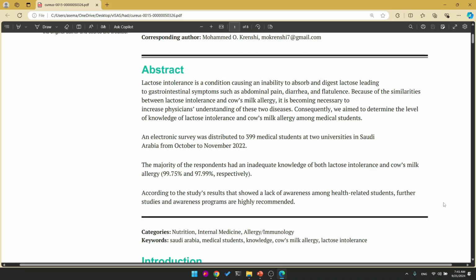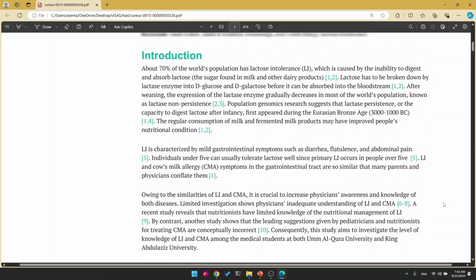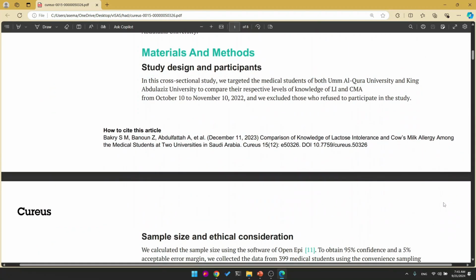What I would suggest is to move on to the methods section, which is here, the materials and methods. Here I'm going to learn how they did their study, and if it's feasible for me, if I can replicate it in my own country, in my own university, in my own culture, in my own place. So it's a cross-sectional study.